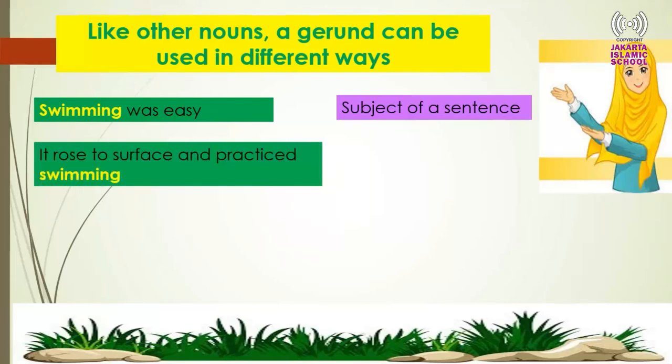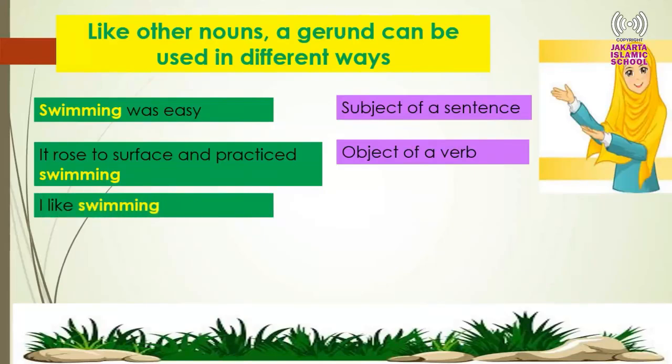The second, it rose to the surface and practiced swimming. We put the word swimming at the end of the sentence, so we call that the object of a verb. And the third, I like swimming. Look carefully at the sentence. There is a subject, a verb, and swimming. So, the gerund is put after a certain verb. The certain verb in the sentence is like.